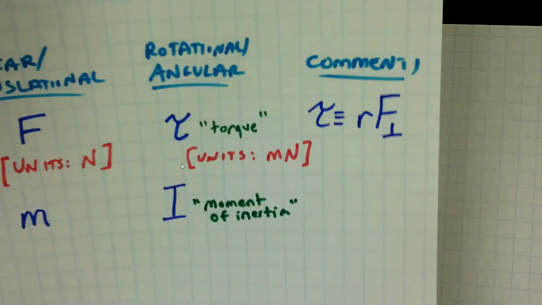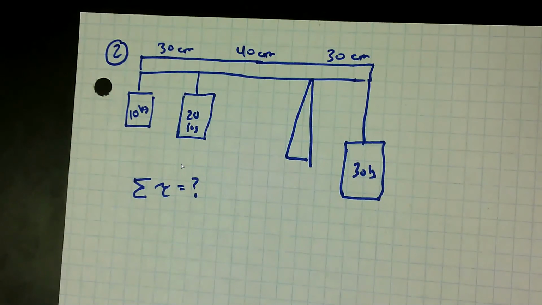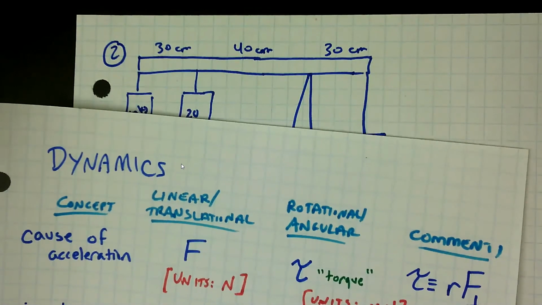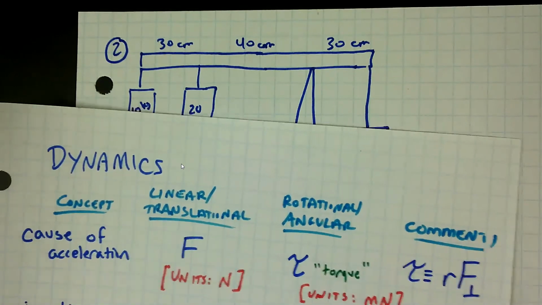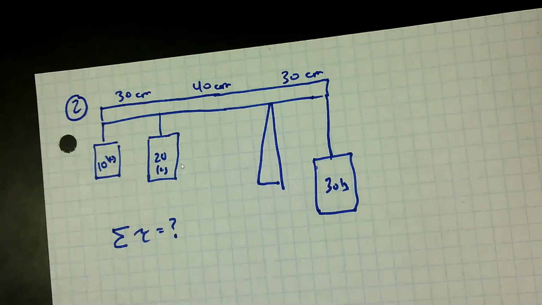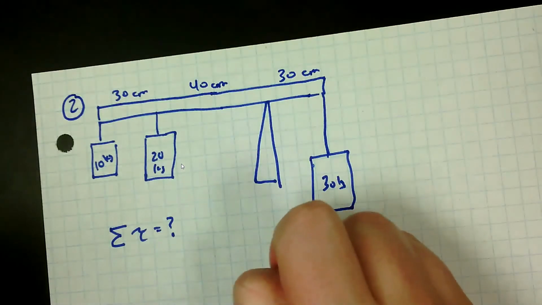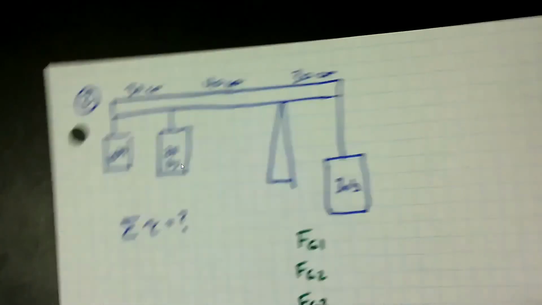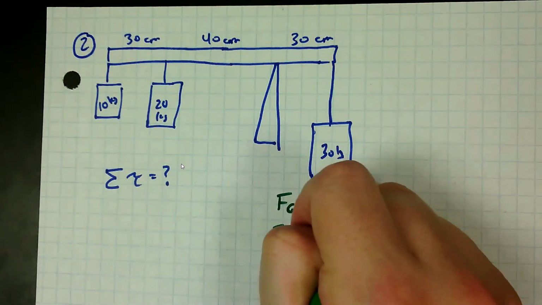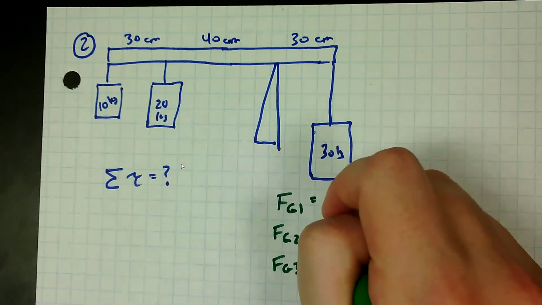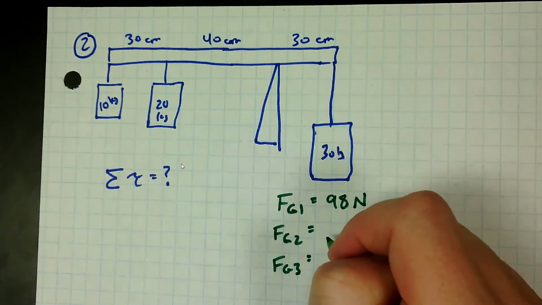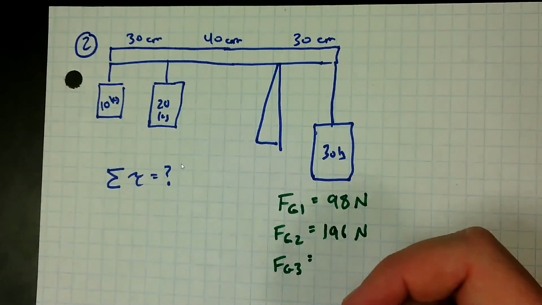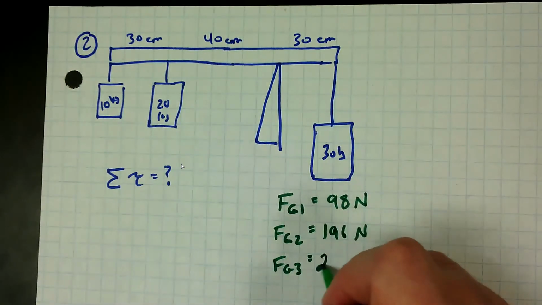I don't think we're going to know alpha, so we're not going to have enough information to do that. But to use this equation we need an R and an F. R is going to be easy enough to come by. How am I going to find my Fs? Gravity. Okay, let's do that real quick. So force of gravity 1, 2, and 3. mg, what is that? 98 newtons. 196. 294, is that right?